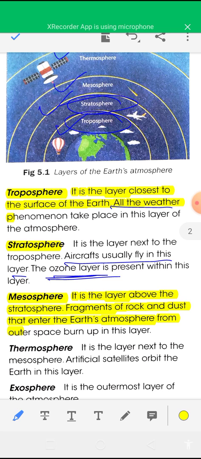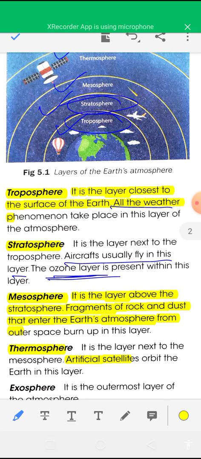The fourth layer is thermosphere. It is a layer next to the mesosphere. Artificial satellites orbit the earth in this layer. So in the thermosphere artificial satellites are there.